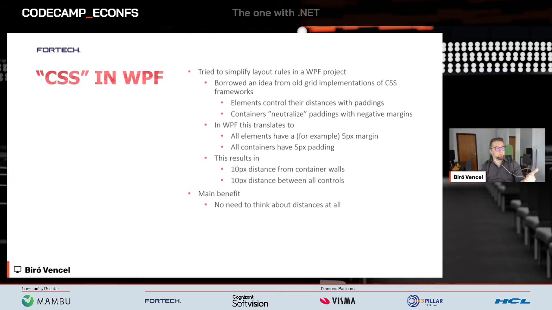The idea is that elements control their distances with paddings, and containers neutralize these left and right paddings with negative margins. This in WPF translates to all elements having, for example, a 5-pixel margin. All containers have a 5-pixel padding, and this results in a 10-pixel distance from container walls and a 10-pixel distance between each control. The main benefit is that in simple cases, there is absolutely no need to think about distances at all.